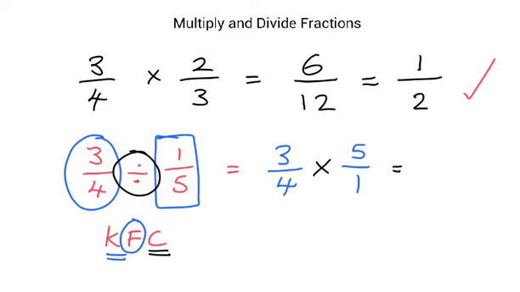We now know what to do. So 3 times 5 is 15 and 4 times 1 is 4, and that is the final answer because that will not simplify any further.